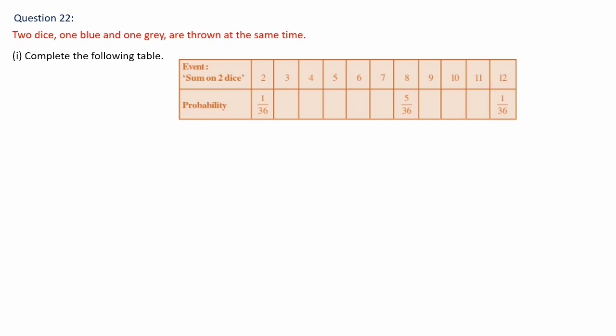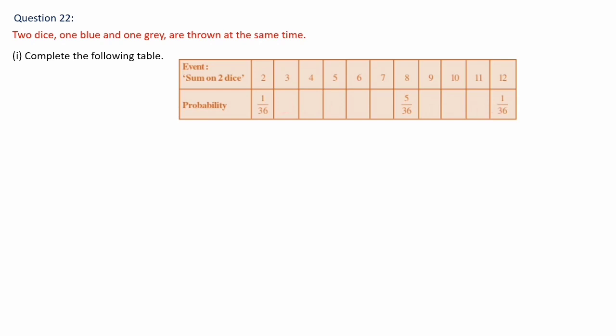So some probabilities are mentioned here. Probability of the event of getting a sum 2 on the dice is 1 by 36, and here sum is 8, the probability is 8 by 36. Again sum 12, if you are getting, the probability is 1 by 36. We have to fill these empty boxes.